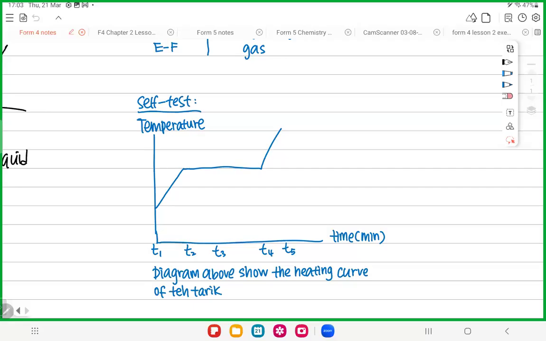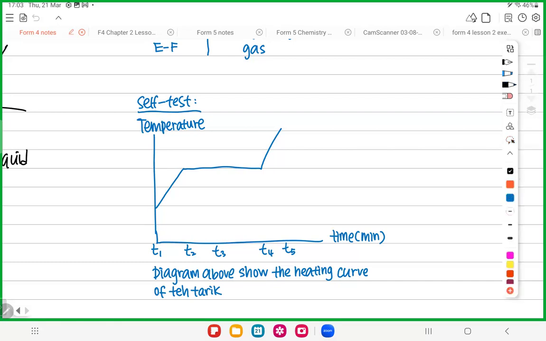All right, guys, let us start with today's lesson. Okay, this is lesson number 3 for your Form 4 chemistry. Now let's see what we will learn throughout today's lesson.